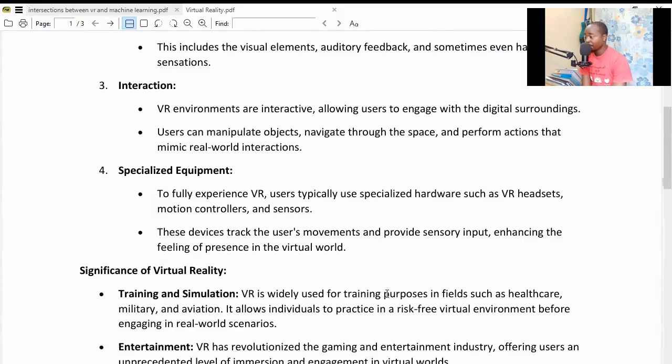There's significant change that has been delivered by virtual reality in the system today, in our environment today, in what we are doing now. One of the areas which virtual reality has impacted the most is training and simulation. Virtual reality is widely used for training purposes in the fields of healthcare, military, aviation. It allows individuals to practice in risk free virtual environment before engaging in real world scenarios.